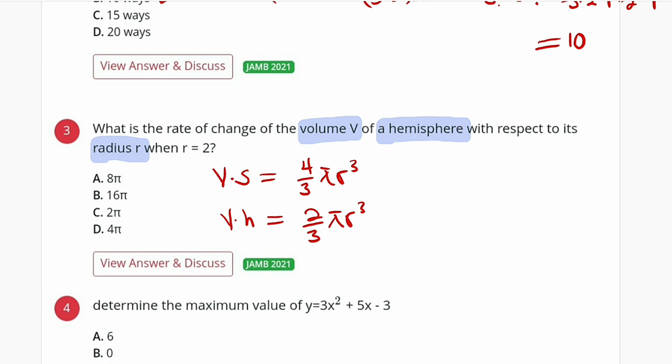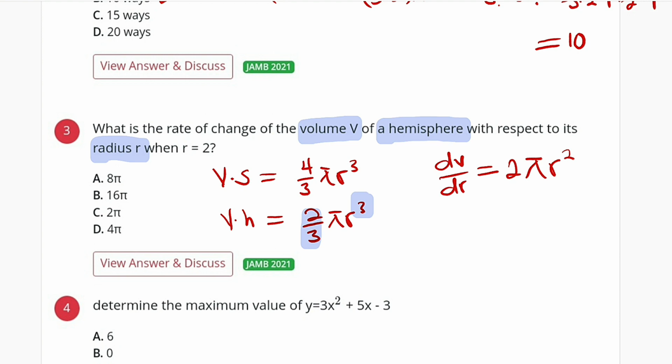And here, since it is asking us for the rate of change, it means we are going to find the derivative, meaning we are going to differentiate this with respect to r. All right. dV over dr is equal to, you take this power right here and multiply by the constant. 3 times 2 is 6, and 6 divided by 3 is 2. So we have 2, pi is there as a constant. Then you reduce this power 3 by 1, and it becomes 2. So this is the rate of change of the volume with respect to radius.